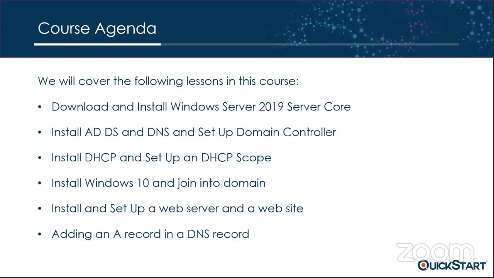Okay, the course agenda is in front of us, and we will try to cover the following. Right at the beginning, we will show a website where we can officially download Windows Server 2019. Once we download, we will go through the process of installing Windows Server 2019, after first creating a virtual machine. Once we create the virtual machine, we will move straight forward and install Windows Server 2019 Server Core.